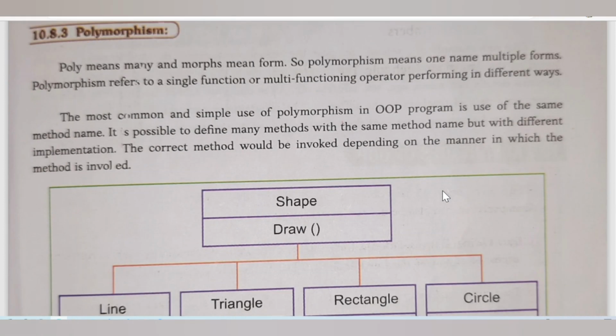Then polymorphism. Poly means many, morph means form. Polymorphism means one name, multiple forms. Polymorphism refers to a single function or operator performing in different ways. It means here the same function will work in a different way.